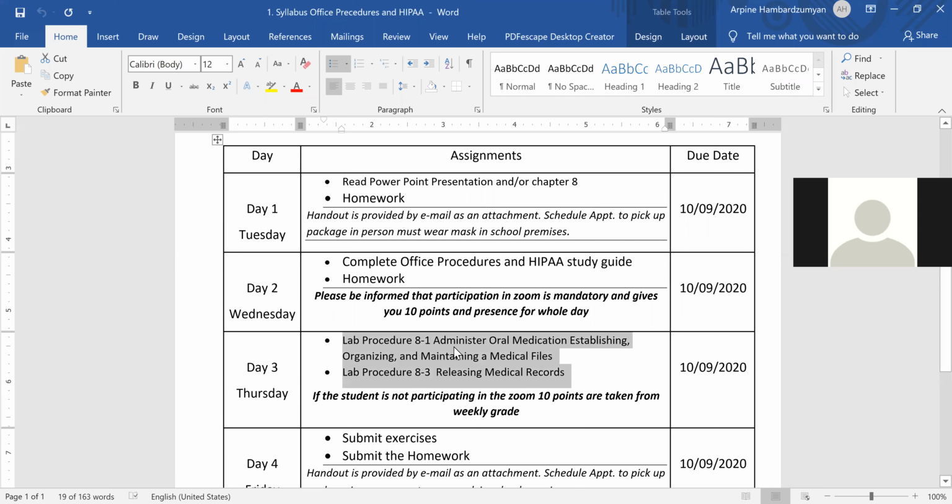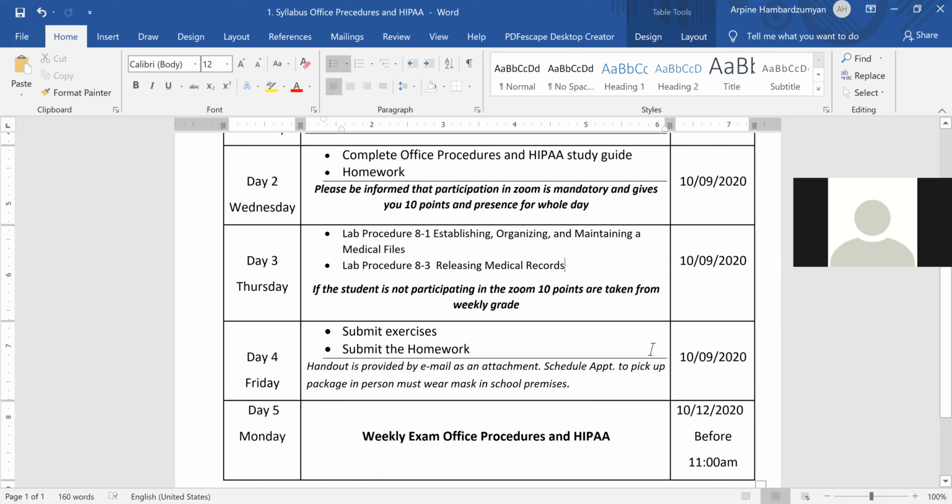And you see here we have a spelling mistake, so it means oral medication. We need to delete that. So one procedure is establishing, organizing, and maintaining a medical file, and the other one is releasing a medical record. Make sure that you know the steps by heart.